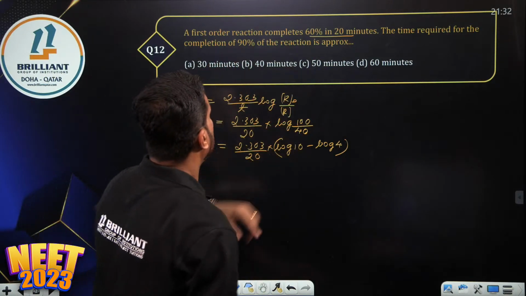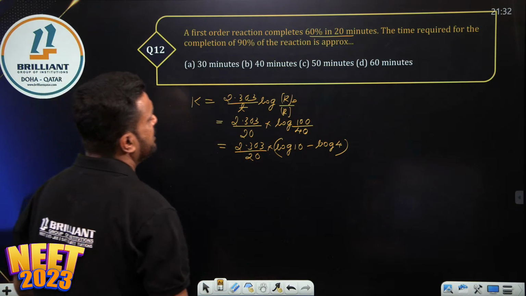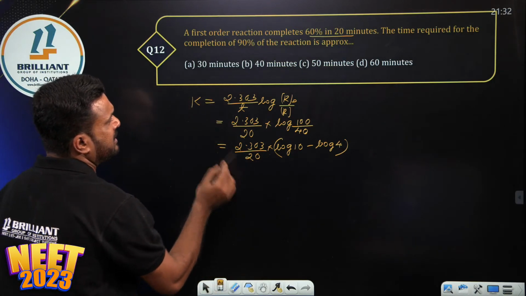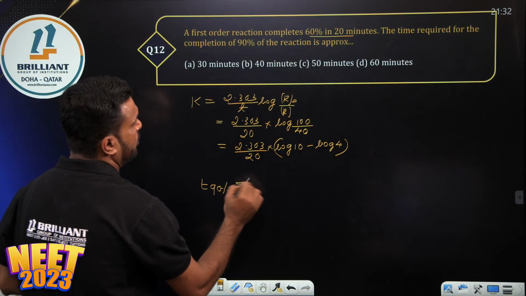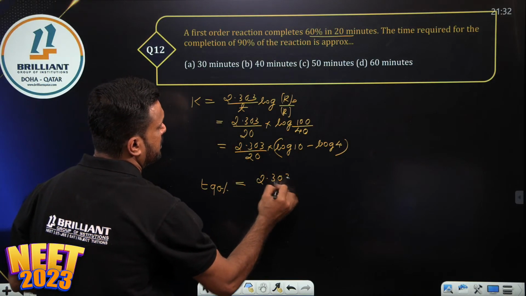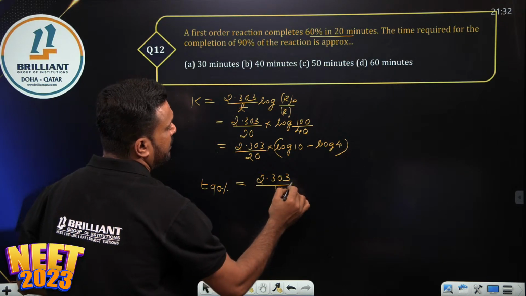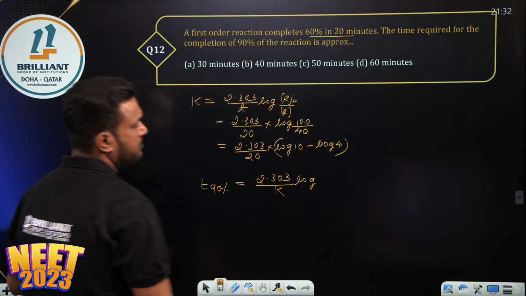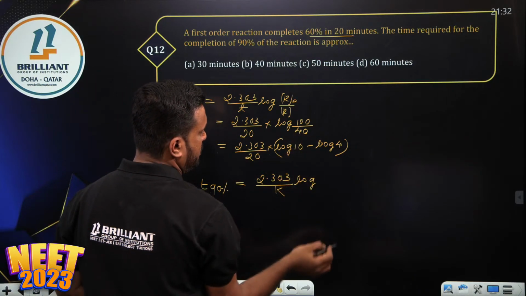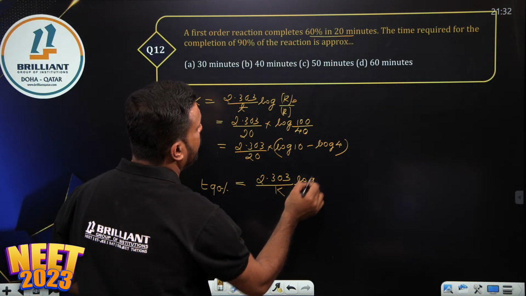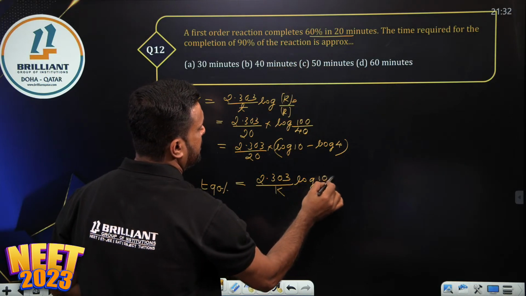After that, what they are asking is the time for 90% completion. T 90% completion is equal to 2.303 divided by K into log, here it will be log 100 divided by 10, since 90% completion means 10 remains.